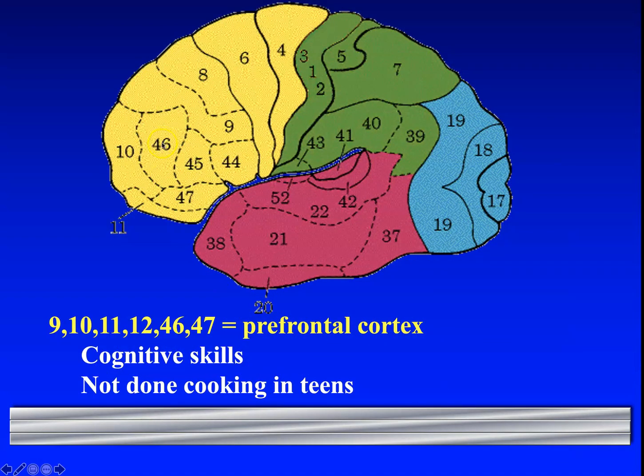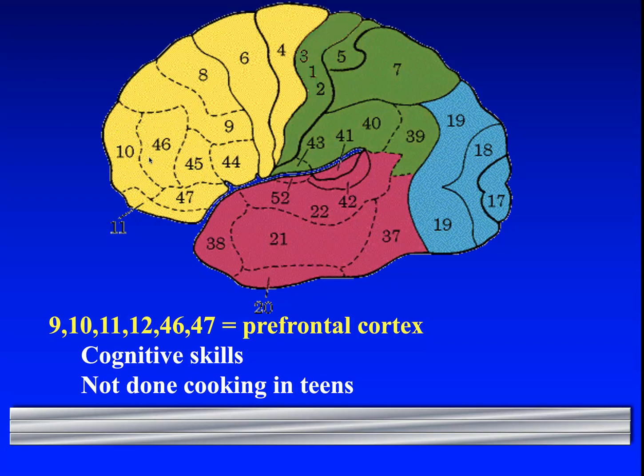All right, areas 9, 10, 11, 12, 46, 47. I'm not going to ask you specific numbers, just call it the prefrontal cortex. And that is planning, reasoning, rational decision making, the ability to act and react based on past situations and plan ahead, all those things. These are basic cognitive skills. This is a big chunk of tissue, and in the Connectome project, they're finding specific areas that all have specific roles, but I'm not going to get into that.